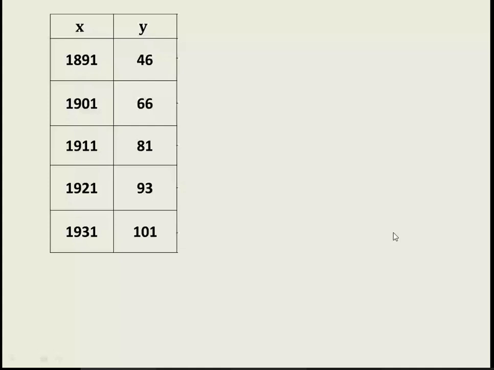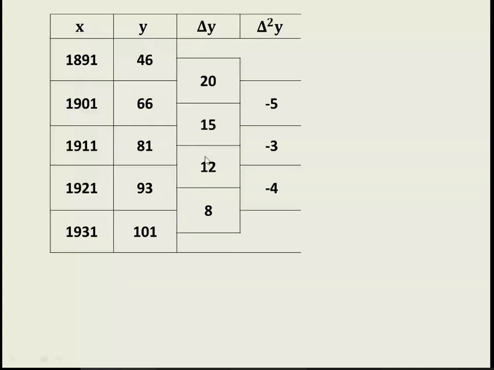You can use any notation because for both we have the same column. You can write delta Y or nabla Y. 66 minus 46, 81 minus 66, 93 minus 81, 101 minus 93. Take the difference of these values. That gives us delta square Y or nabla square Y: minus 5, minus 3, minus 4.